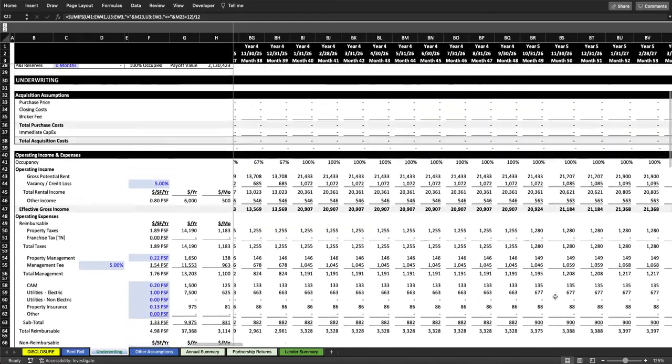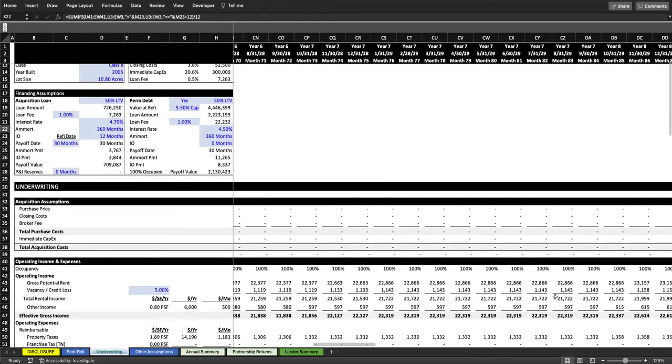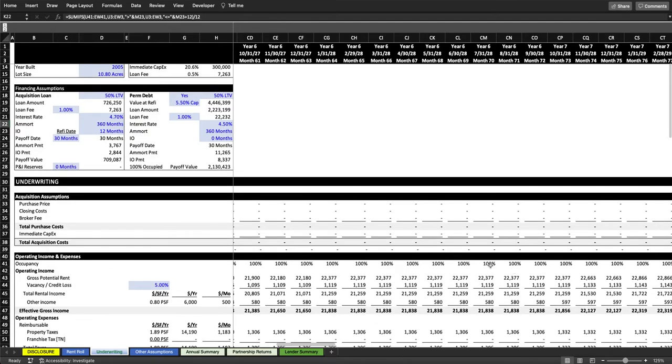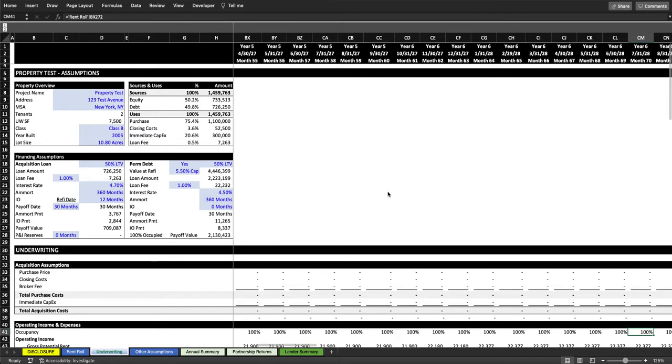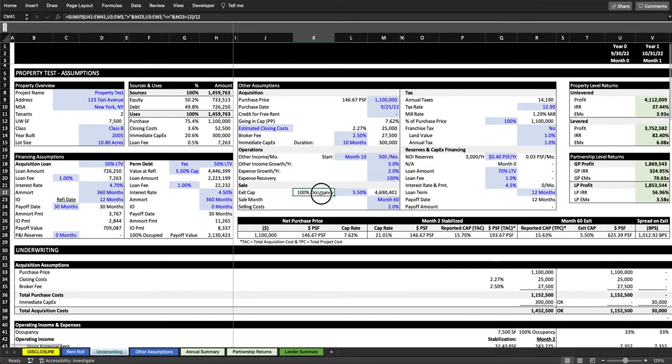So if we just hard code, just to show you, for example, month 70, and we make that 0% occupied, then you'll see your total occupancy is 92, and obviously the operating income will be reflective of that, which will bring down the NOI, which will ultimately bring down the value of the asset at sale. So you just want to make sure you're maximizing. You want this to be 100% when you're selling the asset, so that you're maximizing the value you're getting at sale. You have selling costs associated with that.